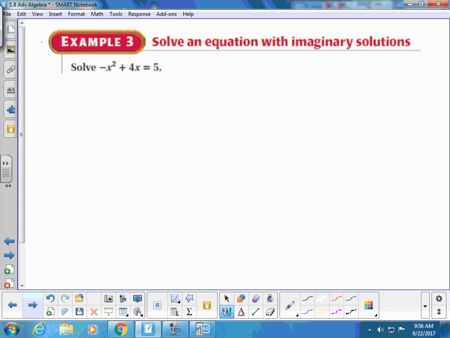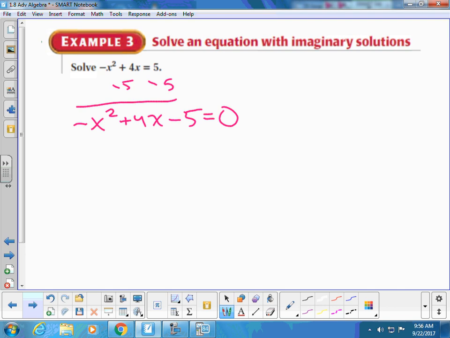All right, let's try this one. They gave it away. Solve an equation with imaginary solutions. It's not going to be a surprise. We're going to have imaginaries on this one. All right, so are we set equal to 0? Not quite yet. Let's move that 5, get ourselves set equal to 0. So we'll have negative x squared plus 4x minus 5 equals 0.